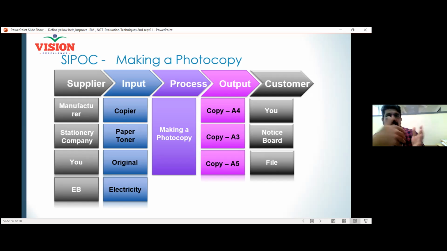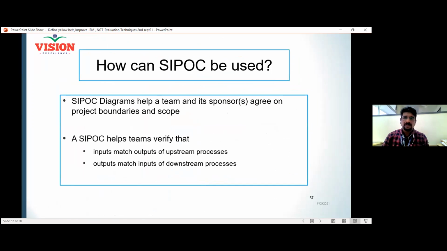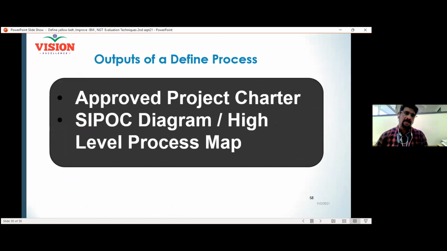So the project charter and SIPOC help you. The project charter helps you to understand the project which you are going to execute, and the SIPOC helps you to understand the process at a macro level, so that you'll be able to execute the project in the correct direction. The SIPOC helps the team verify the inputs, whether they match with the output, and you are able to understand the process boundaries and scope. So this is how SIPOC is useful too.